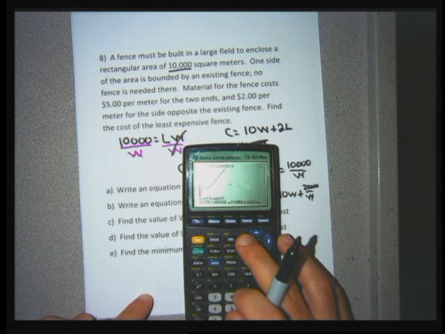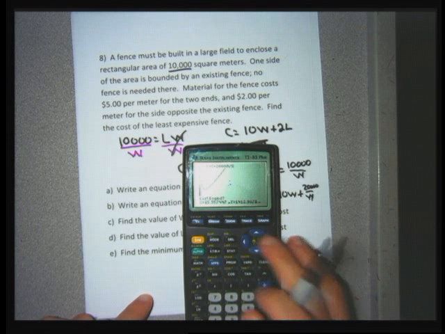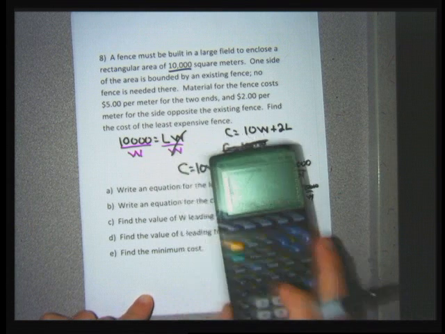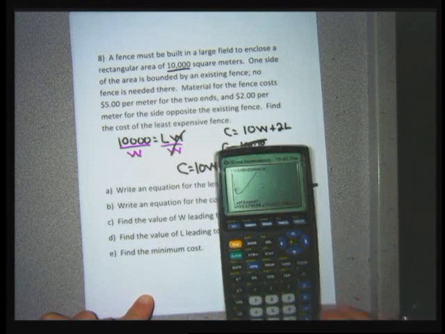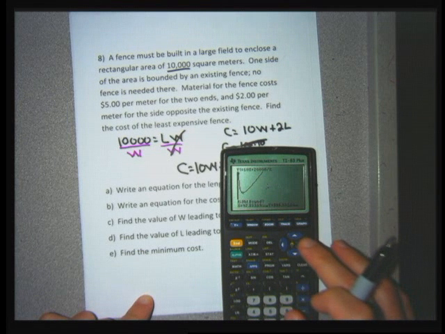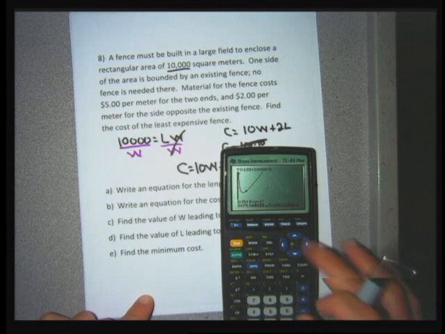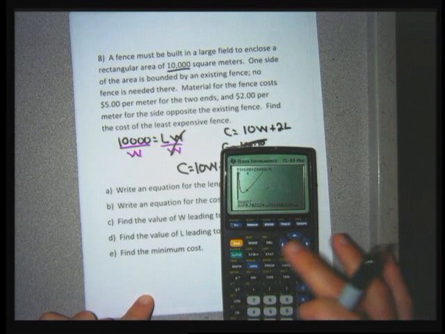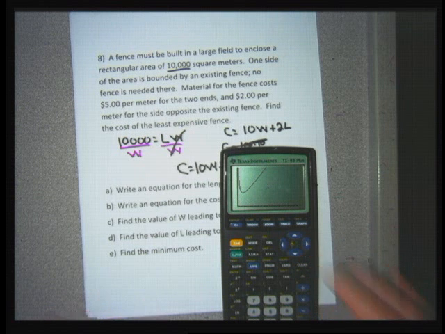I traced so I get clearly to the left of the low point, but kind of close to the low point, and hit enter. And then traced till I get clearly to the right of the low point and hit enter, and then get as close as I can to the end point and then hit enter. And a lot of times I have to round my x's.